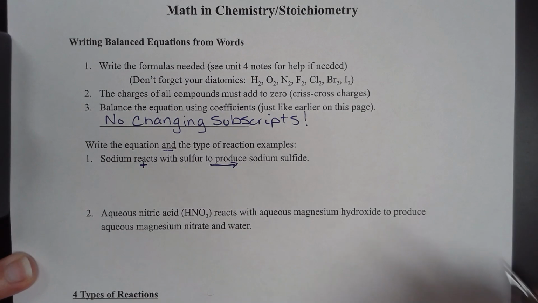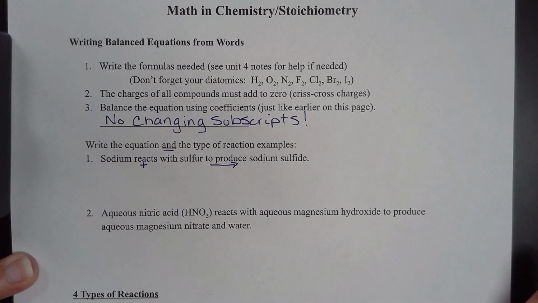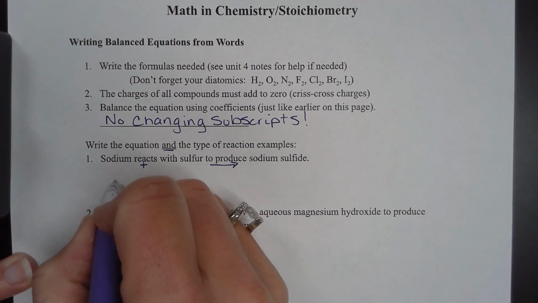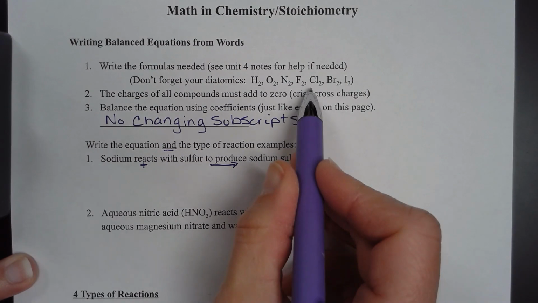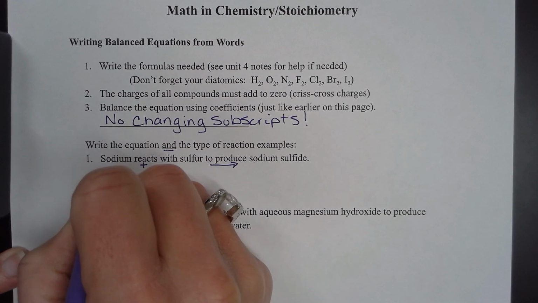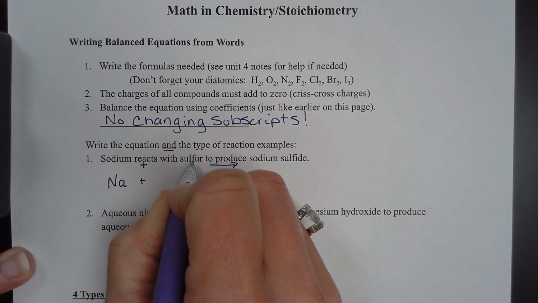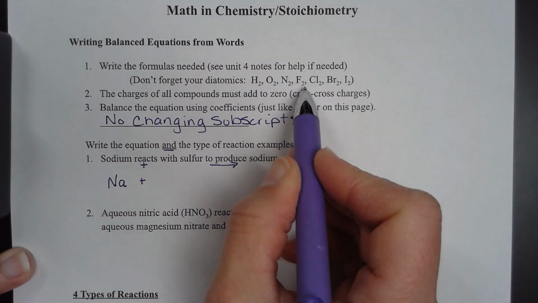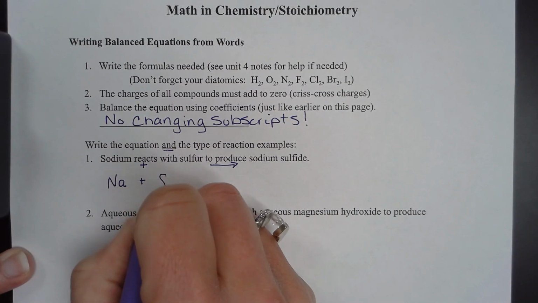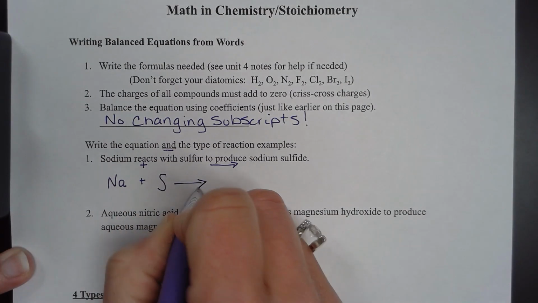Well, it tells us sodium. Is sodium bonded to anything? No. So it's just sodium. Is it one of our diatomics? No. So we have sodium reacts with sulfur. Is it bonded with anything? No. Is it one of our diatomics? No. So it's just sulfur to produce, and then we have sodium sulfide.